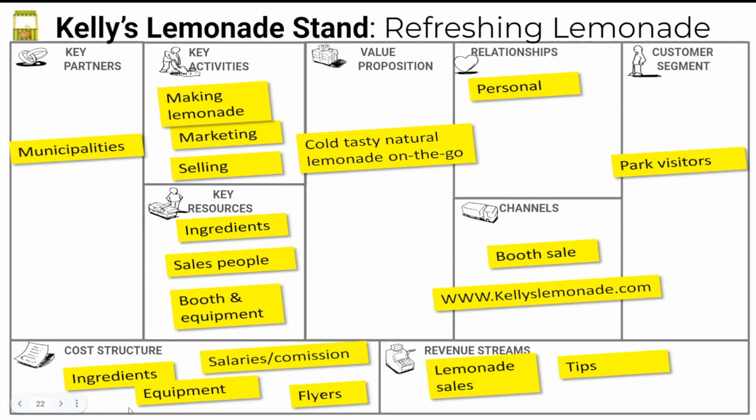اخيرا وليس اخرا, شنو الكوست ستراكشر؟ شنو اللي قاعد يكلفني؟ اللي قاعد يكلفني ingredient, equipment, salary, commissions and flyers. That is the business model of a lemonade booth.